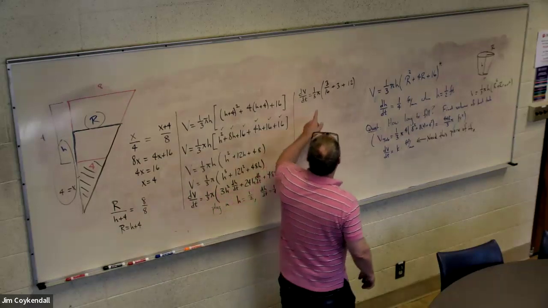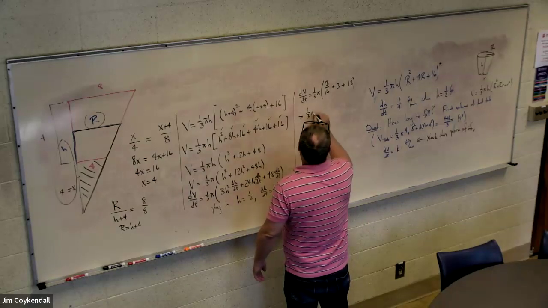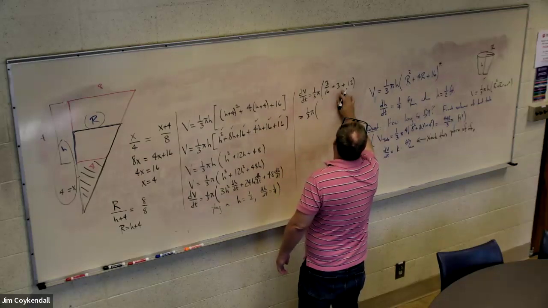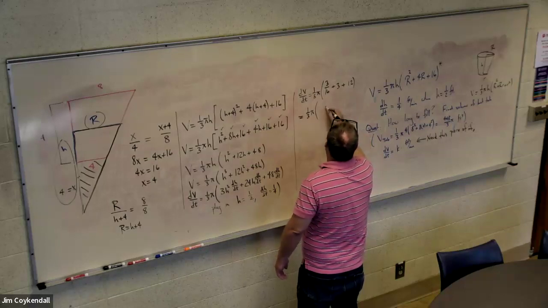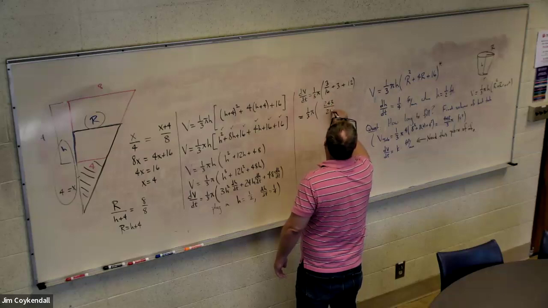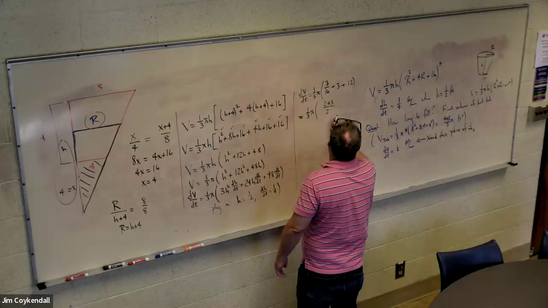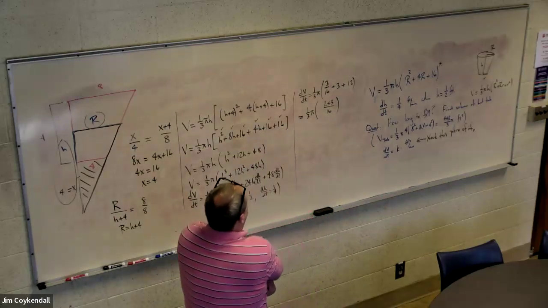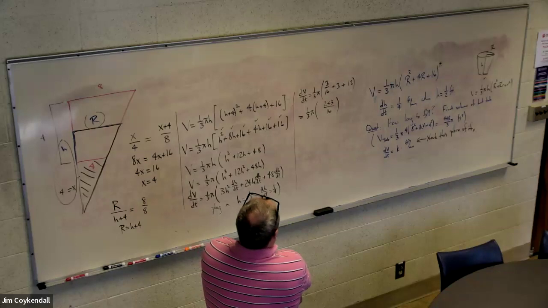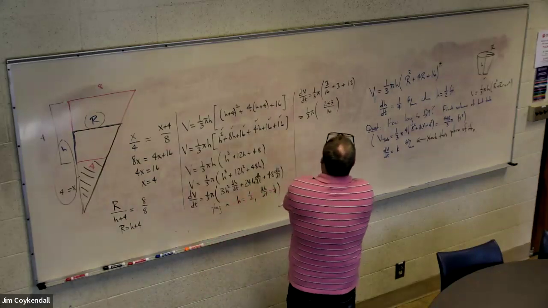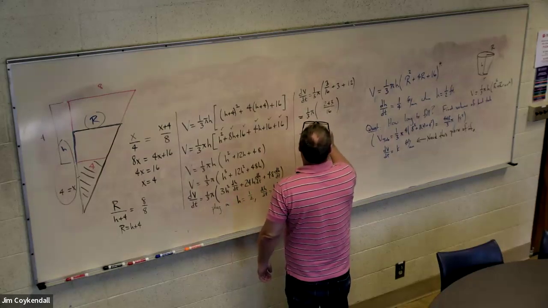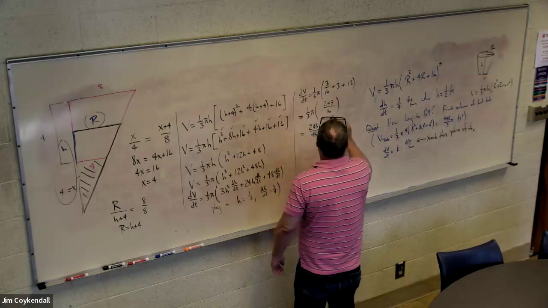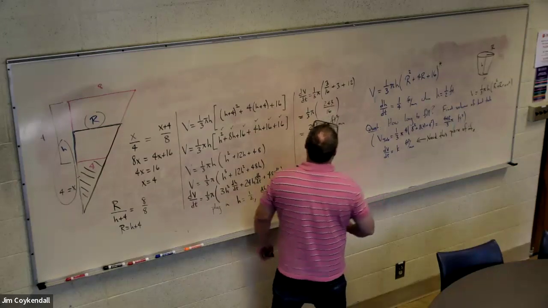Okay, so this comes to, let's see, I guess that is 15 times 16. So I get 243 over 48 pi. And that should be cubic feet.